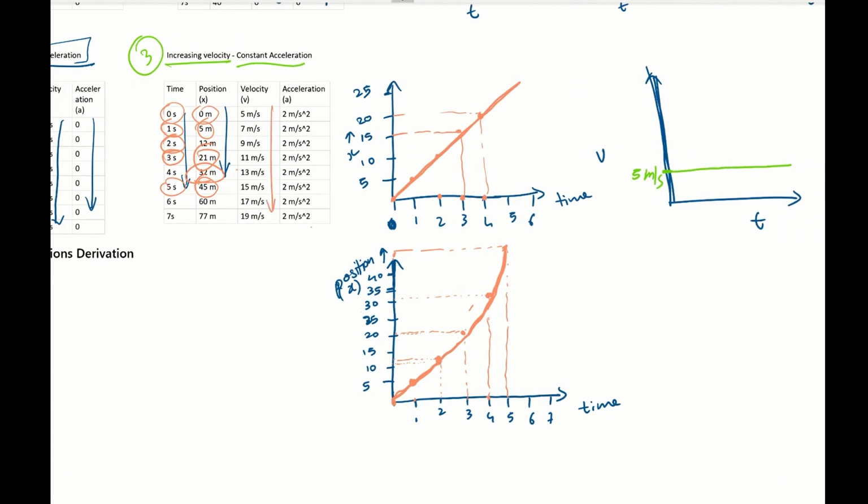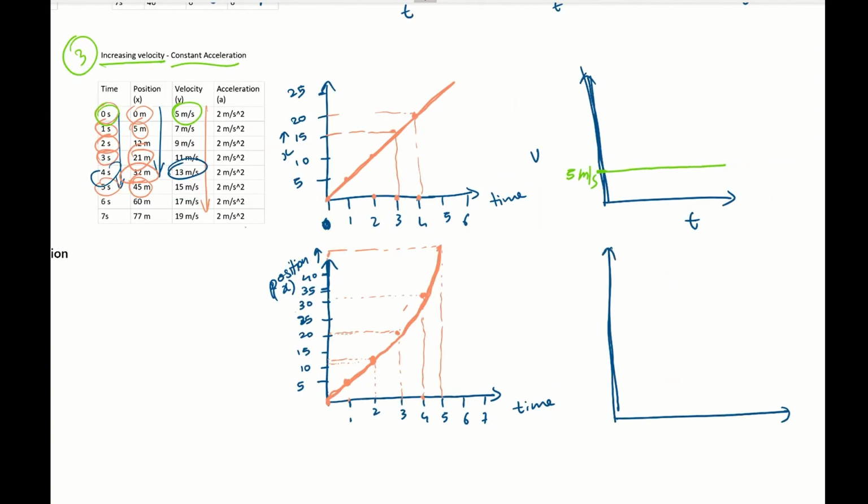Let's try to plot the velocity time graph under a similar scenario. So there is velocity and time. You have 1, 2, 3, 4, 5 and 6 on the time axis. And you have 5, 10, 15, 20 on the velocity axis. All right.